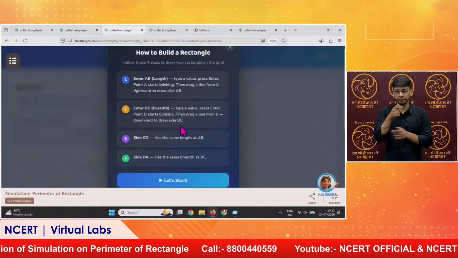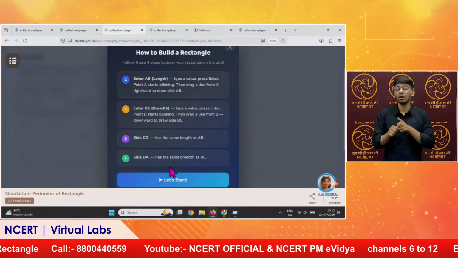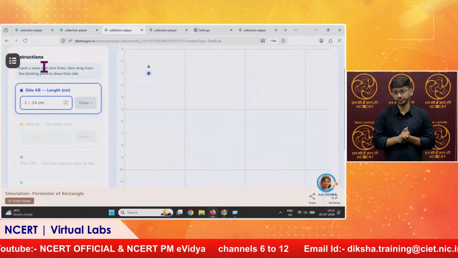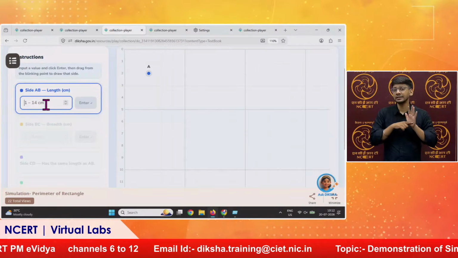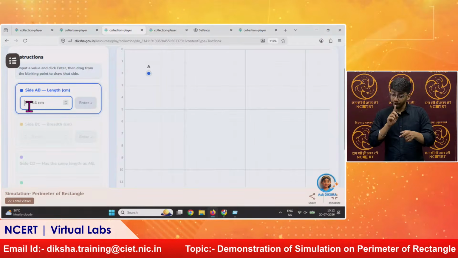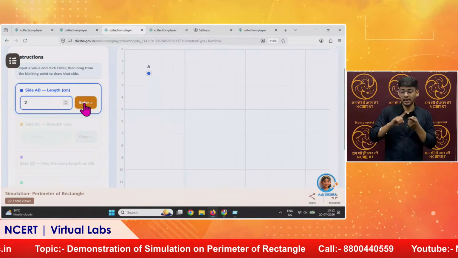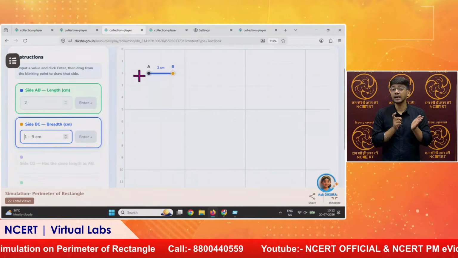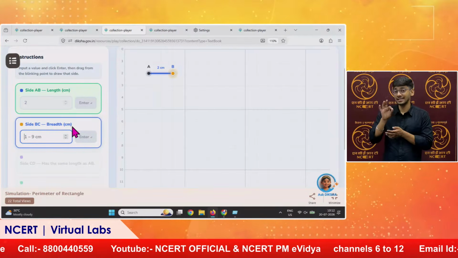Now for the next part, here we have to build a rectangle. So let's start with the following steps. We have to read the following steps, and whatever simulation we are going to perform, we have to read the instructions carefully. So here we have to choose a side AB, and the length is between 1 to 14. So let's suppose we are choosing the length 2. This way we can see the number is 2. So here we have to make the line AB, and here we can see it is 2 centimeter. Again we have to choose the side BC.